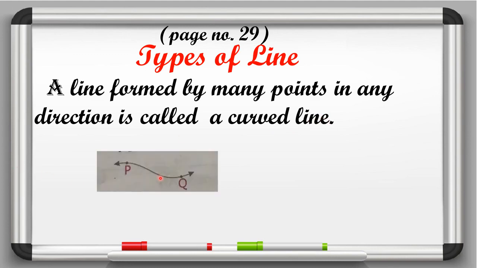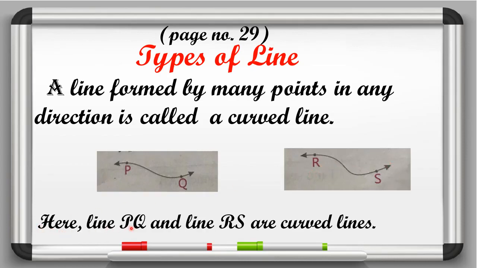Okay, so here you can see this is a curved line because it is formed by many points in any direction. किसी भी direction में जा रही है, कभी ऊपर कभी नीचे. Okay, but in straight line ना it goes in the same direction. बिल्कुल straight जाती है उसमें. And here again we have a curved line. So here line PQ and line RS are curved lines. Now it is clear beta what is straight line and what is curved line.